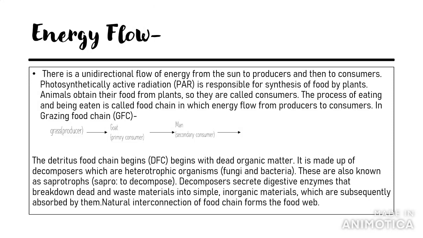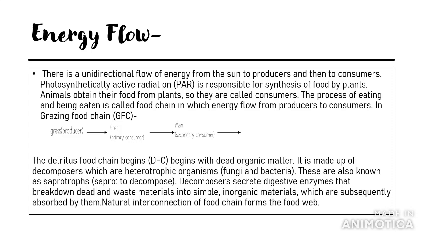Energy flow. There is a unidirectional flow of energy from the sun to producers and then to consumers. Photosynthetically active radiation is responsible for the synthesis of food by plants. Animals obtain their food from plants, so they are called consumers. The process of eating and being eaten is called food chain, in which energy flows from producers to consumers. In grazing food chain, grass is eaten by a goat, and goat is eaten by man, and so on.